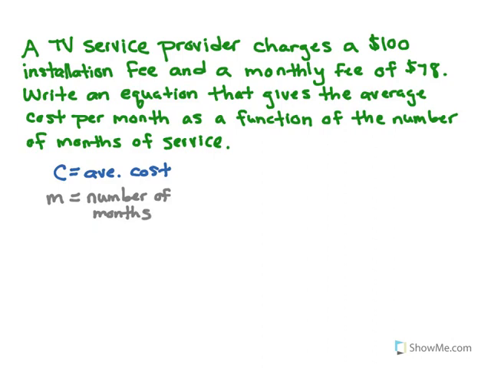So once again, when I build my function, all of this when I'm done will be equal to the average cost per month. So it's going to be C equals. And there's my fraction bar because this is average. So the way that we're going to get the cost per 1 month is to, first of all, start off with this $100 up here in the first sentence. They charge us a $100 installation fee right off the bat. So I'm going to have that 100 right out here at the end.